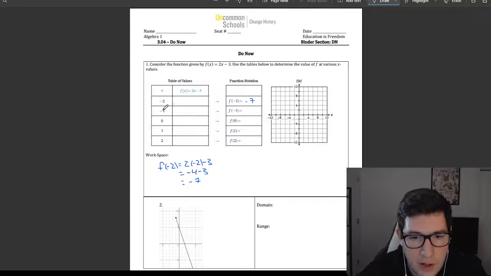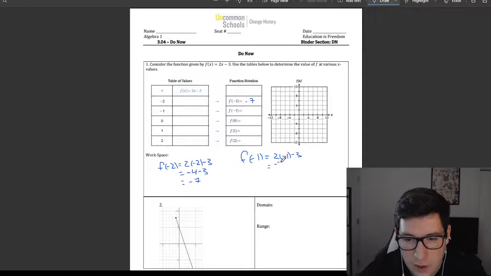And then I'm going to do -1 as well. I'm going to have f of -1, and again, it's the same exact process. It's going to be equal to 2 times -1 minus 3. So we're going to have -2 minus 3, which is going to end up giving us -5. So I know right here we have -5.